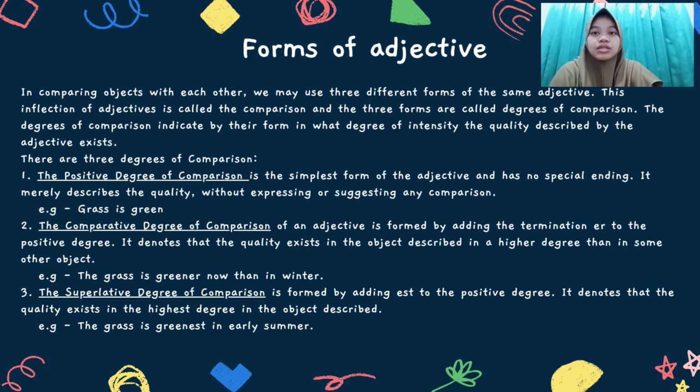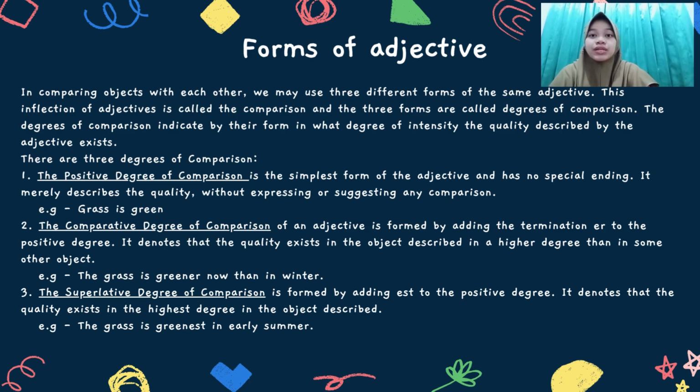So the next slide, we have forms of adjectives. Here, in comparing objects with each other, we may use three different forms of the same adjective. This inflection of adjectives is called comparison, and the three forms are called degrees of comparison. The degrees of comparison indicate by their form in what degree of intensity the quality described by the adjective exists.